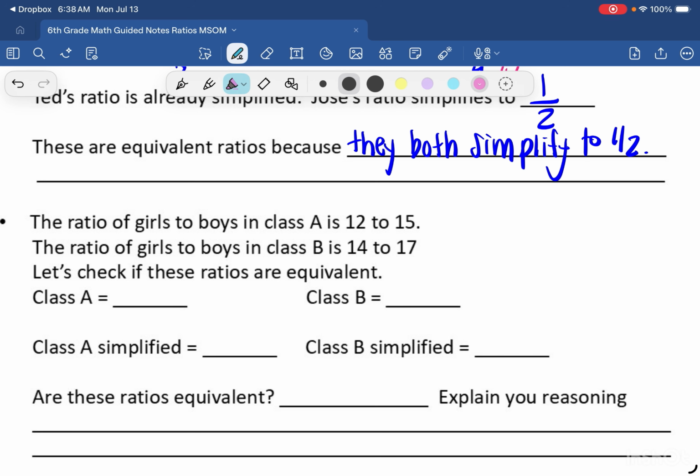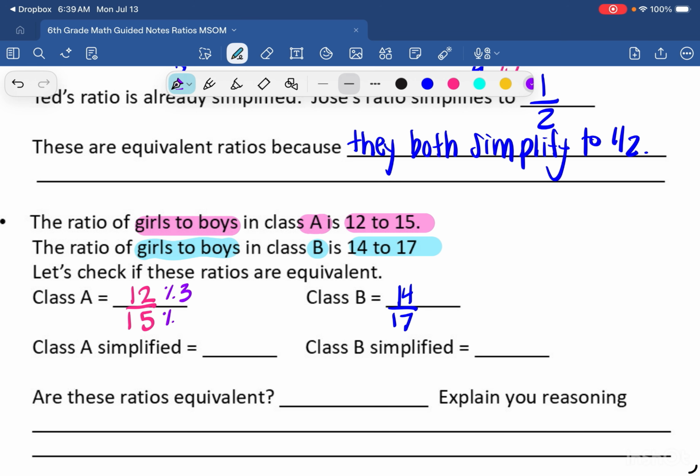The ratio of girls to boys in Class A is 12 to 15. The ratio of girls to boys in Class B is 14 to 17. Let's check to see if these are equivalent ratios. So Class A we're going to write as 12 to 15, 12/15, and Class B we'll write as 14/17. Class A simplified, so we can reduce these by dividing the numerator and the denominator by 3. 12 divided by 3 is 4. 15 divided by 3 is 5.